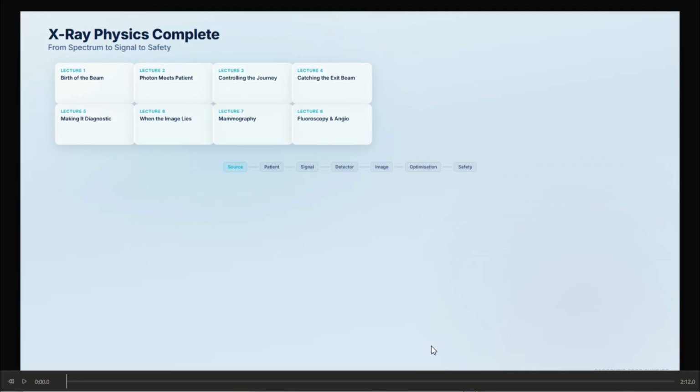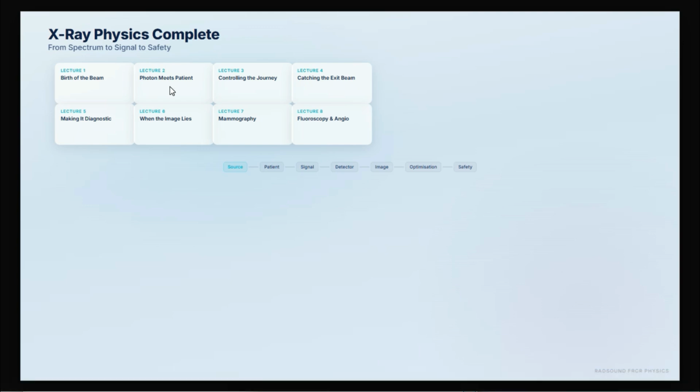Of everything we have discussed, remember, we started from the birth of the beam within the X-ray tube, the anatomy of the X-ray tube, and when the photon meets the patient. Then controlling the journey, prevention and minimizing scatter, catching the exit of the beam. Remember this, and then making sure of diagnosis, the factors affecting image quality.